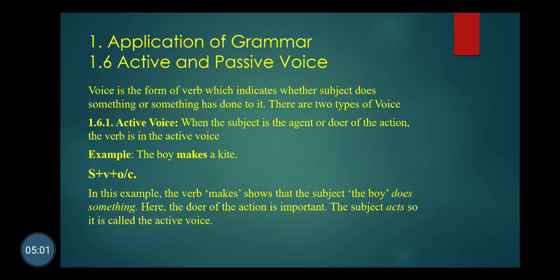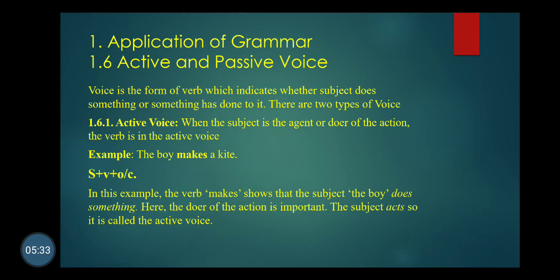There are two types of voices, active voice and passive voice. First we will discuss 1.6.1. This is the definition, active voice and passive voice. What is meant by voice? Voice is a form of verb which indicates that the subject is the doer or the subject is the receiver. Have you got it? It is a simple definition, but I will explain the concrete definitions after this discussion.